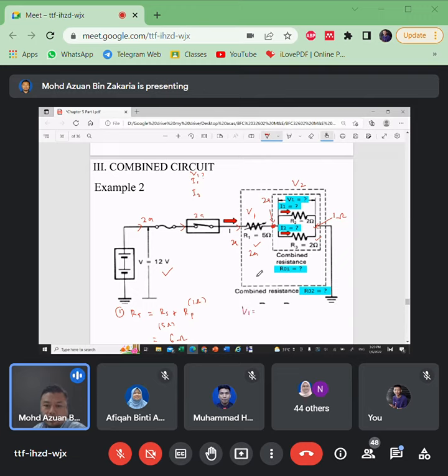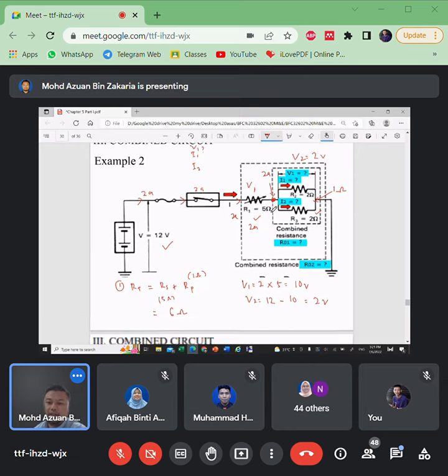V1 equals 2 ampere multiply 5. This is 10 volts. So here already used 10 volts. So what voltage is left? V2 means 12 minus 10. Okay, it means 2 volts. So here at this area is actually 2 volts. Okay, now you can understand.